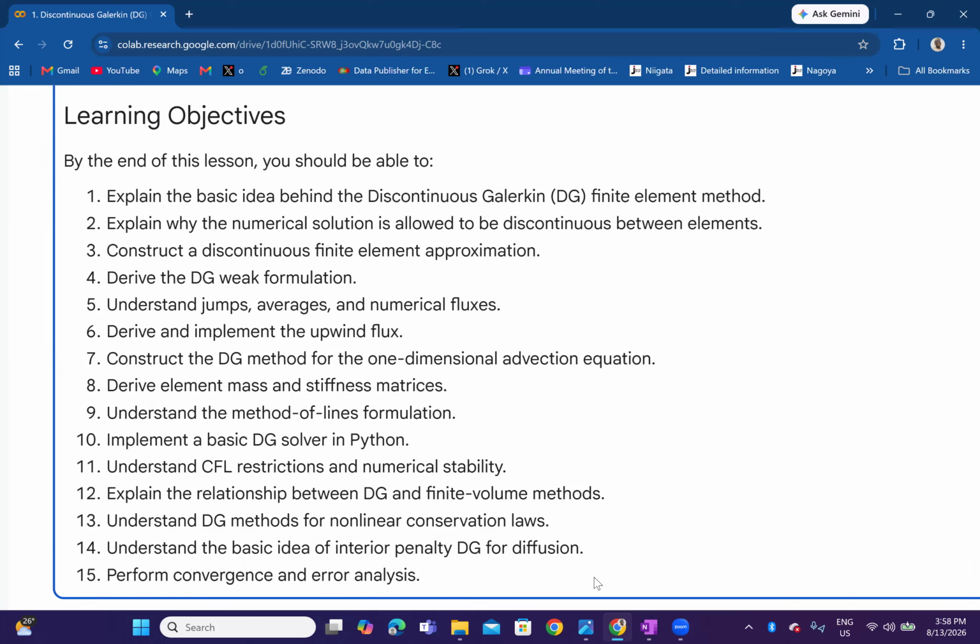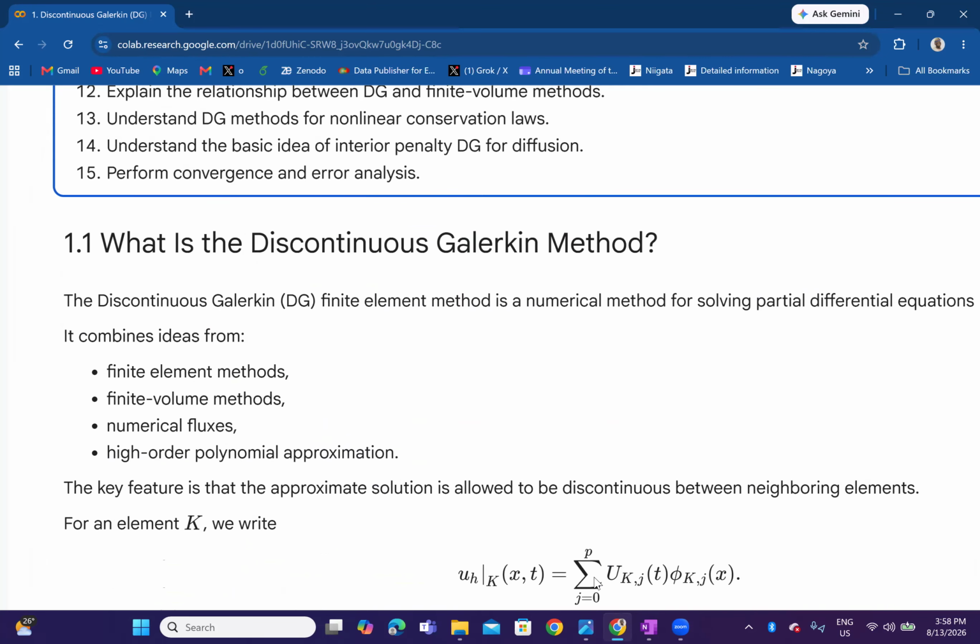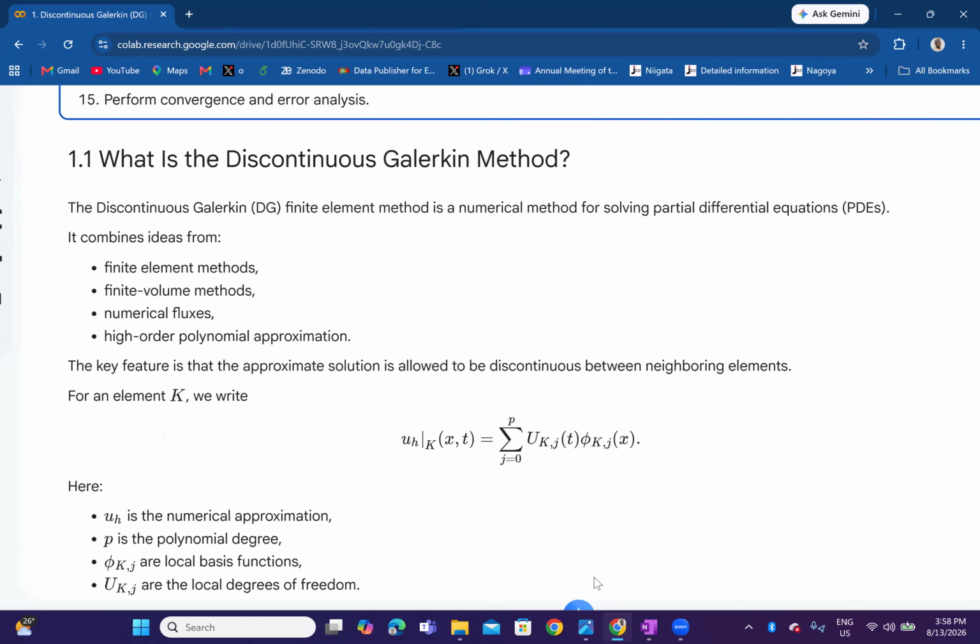implement a basic discontinuous Galerkin solver in Python, understand CFL restrictions and numerical stability, explain the relationship between discontinuous Galerkin and finite volume methods, understand discontinuous Galerkin methods for nonlinear conservation laws, and understand the basic idea of interior penalty discontinuous Galerkin for diffusion. Then perform convergence and error analysis. Now let's go ahead and deal with this one after the other.